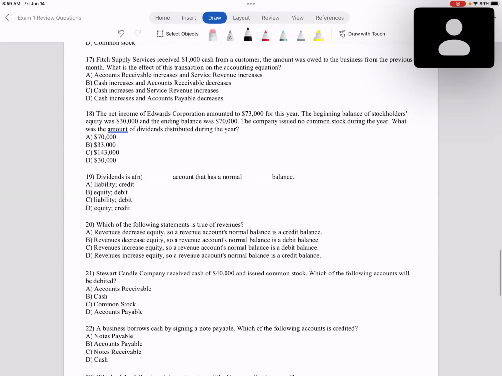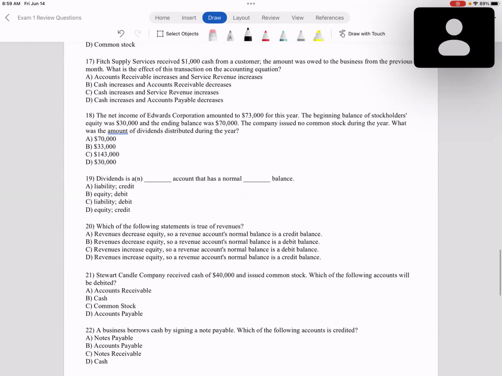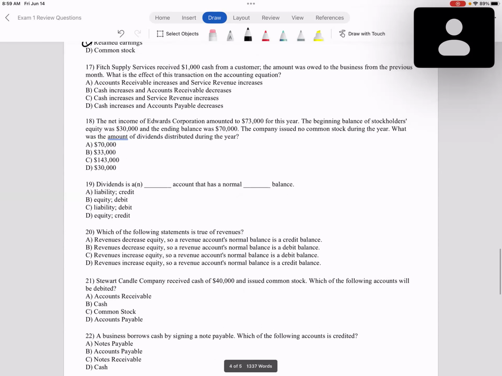Okay, next one. Pitch Supply Services received $1,000 cash from a customer. The amount was owed to the business from the previous month. What is the effect of this transaction? Just a second.